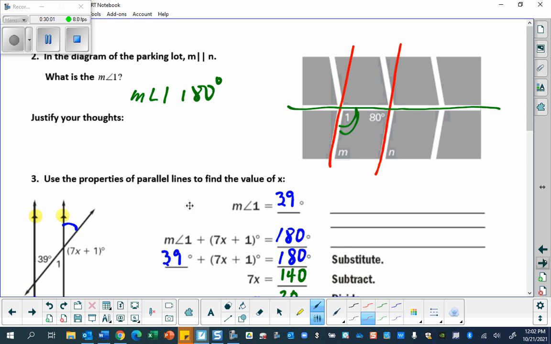What is the measure of angle 1? 180 degrees. No, it's not. It's 100 degrees.